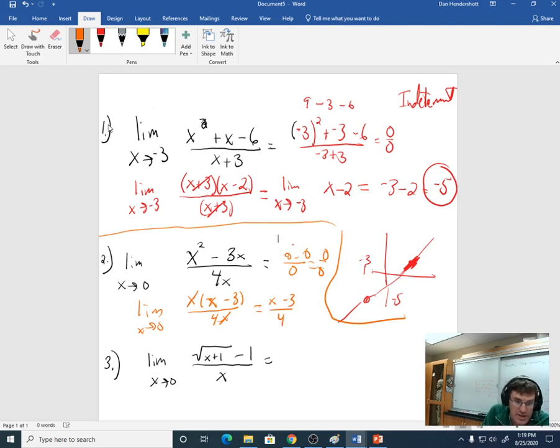The limit as x approaches 0 of this. So now we can fill in a 0. And it's 0 minus 3 over 4, or negative 3/4. Okay. All right, one more.